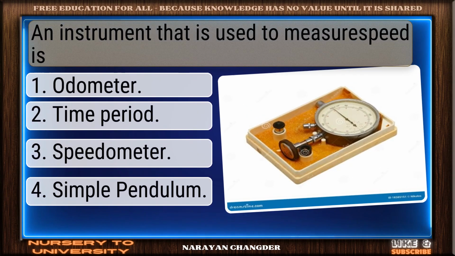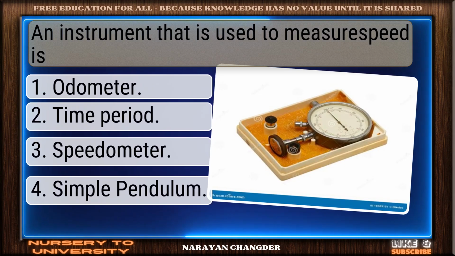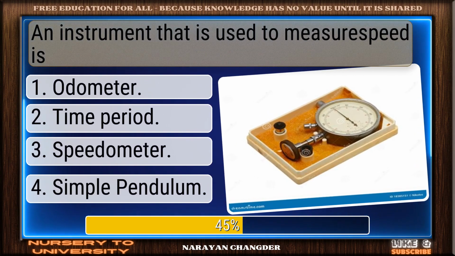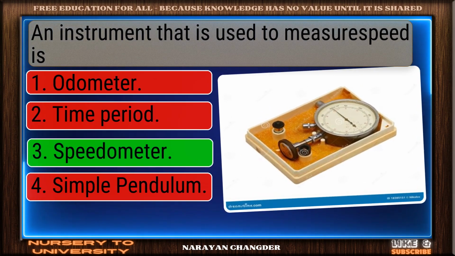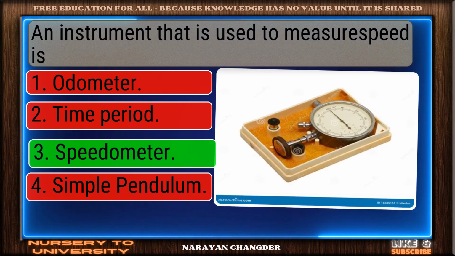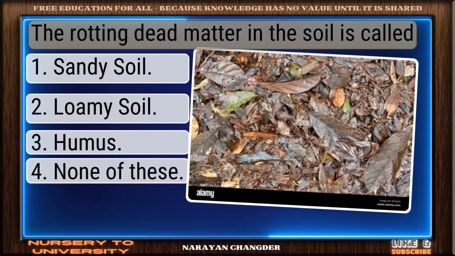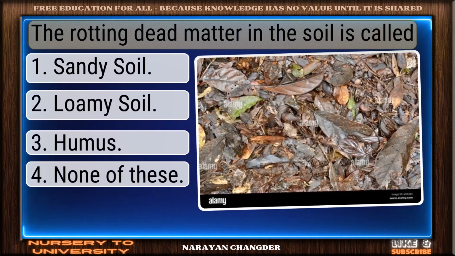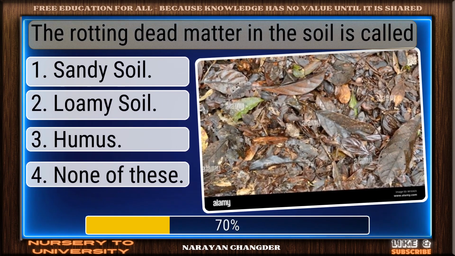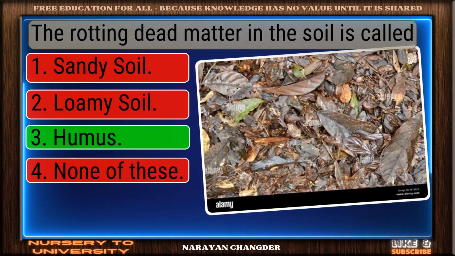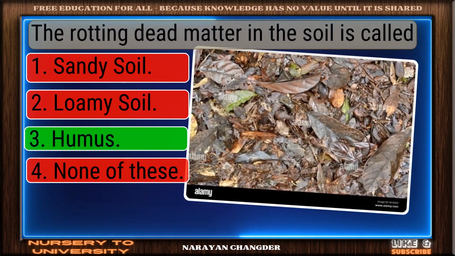Question number 43. An instrument that is used to measure speed is. You got it. Your choice, speedometer, is right. Question number 44. The rotting dead matter in the soil is called. Great thinking. Humus is the right choice.